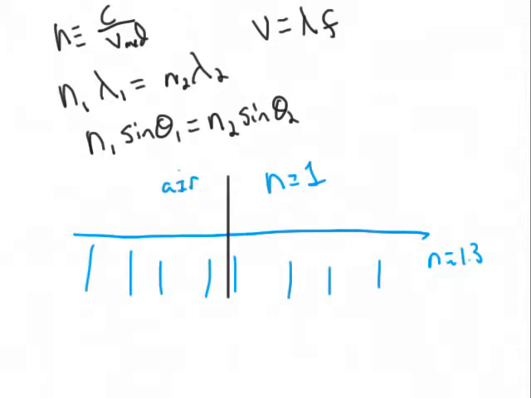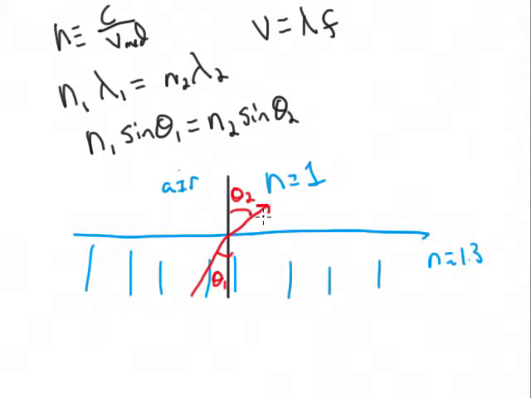And now we will draw an incoming ray. A ray of light will come in this way, and it'll leave like that. So this is theta 1, and this is theta 2. So we can find that using Snell's law, n1 sine theta 1 equals n2 sine theta 2.